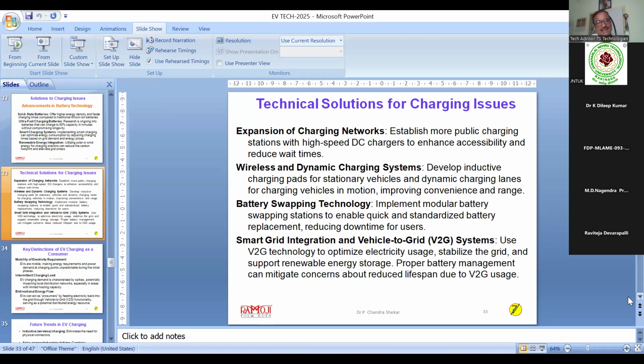Battery swapping technology: implement modular battery swapping stations to enable quick and standard battery replacement, reducing downtime for users. Now people are thinking different, out of the way. See, smart grid integration, vehicle-to-grid system. Use V2G technology to optimize electricity usage, stabilize the grid, and support renewable energy storage. Proper battery management can mitigate concerns about reducing the lifespan of the battery due to V2G usage.